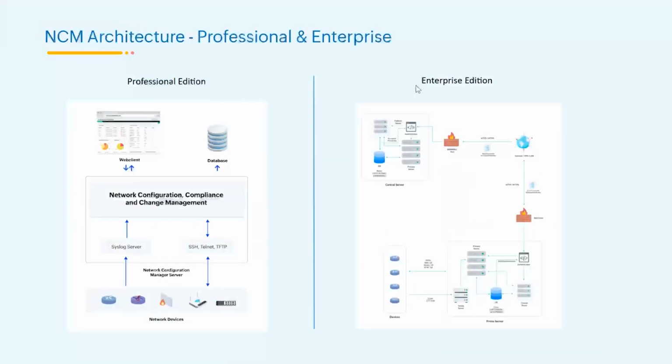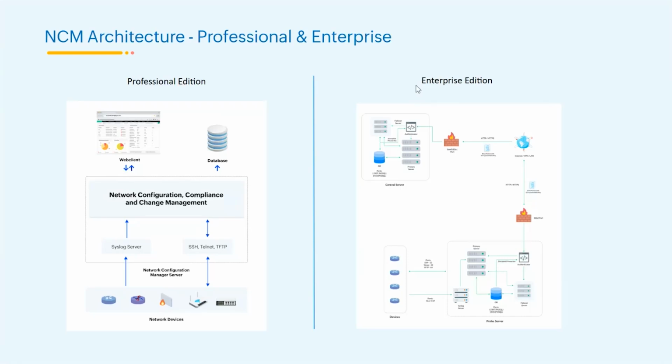So on the left side, I've listed the architectural diagram for the professional edition. And on the right side, you'll see the architectural diagram for the enterprise edition. So the main difference is that in the professional edition, you can deploy the system to a single server where you can manage the configurations of all your network devices.